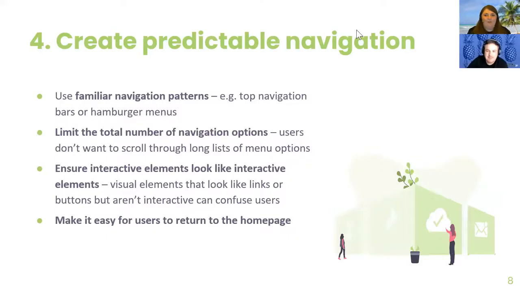Number four, create predictable navigation. People like predictability. When we interact with websites, they tend to work in a similar way. You tend to have a navigation bar at the top. People are used to hamburger menus. When they see that hamburger menu, which is the three lines, they know what to do with it. So it's best to keep with familiar navigation patterns and designs. Don't try and reinvent the wheel and create a jazzy new menu icon that people won't necessarily understand, because the likelihood is it won't work very effectively.